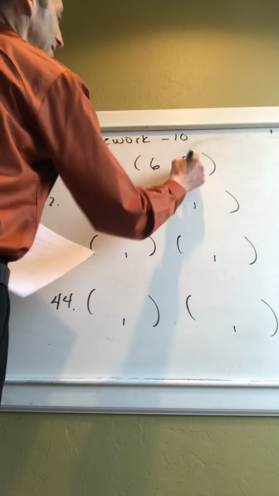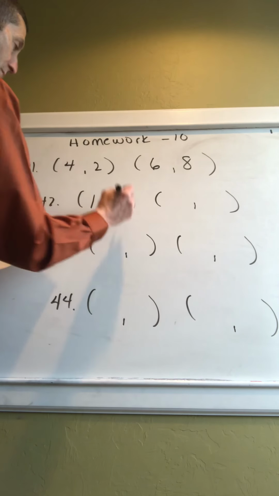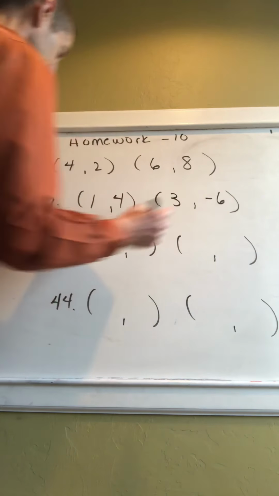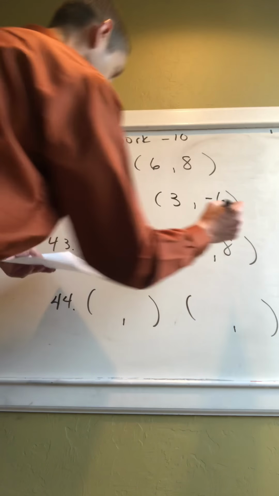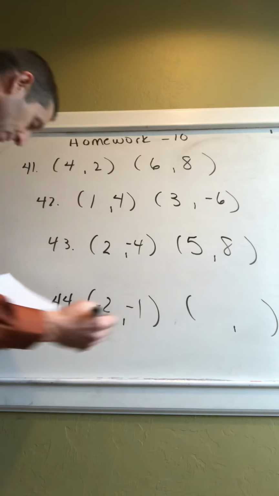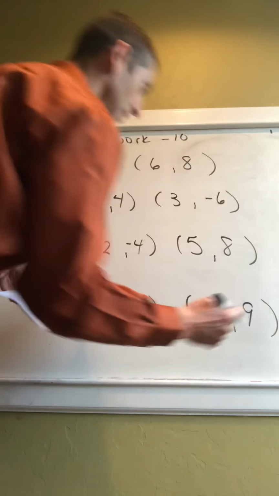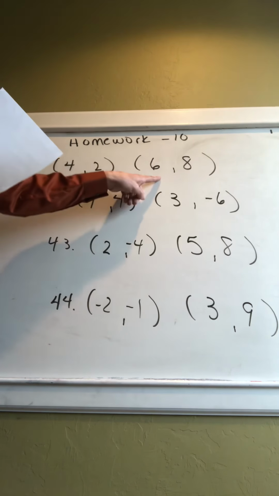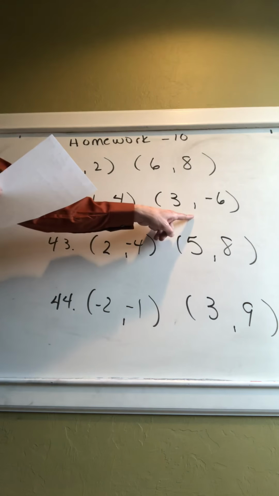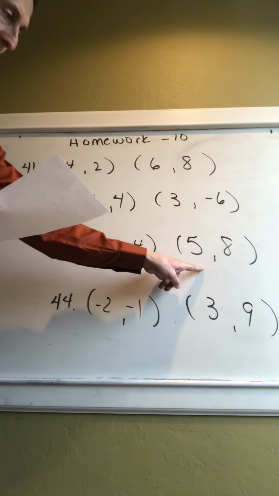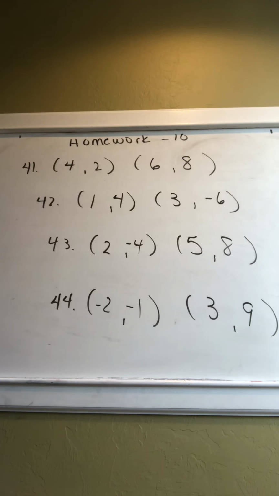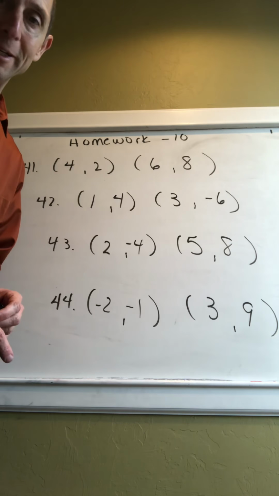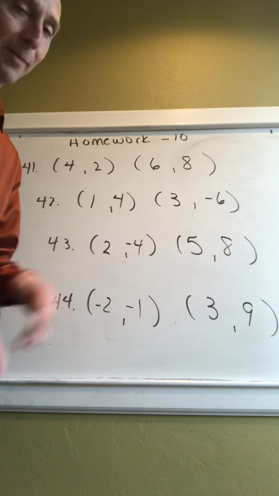4, 2, 6, 8; 1, 4, 3, negative 6; 2, negative 4, 5, 8; negative 2, negative 1, 3, 9. All right, let's double check. 4, 2, 6, 8, 1, 4, 3, negative 6, 2, negative 4, 5, 8, negative 2, negative 1, 3, and 9. All right, guys, that'll work for homework 10. Take these problems, 41, 42, 43, 44, make them look awesome. Show all your work, make it happen, send it to me.